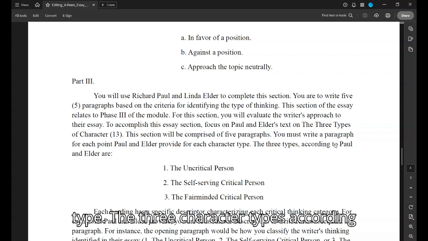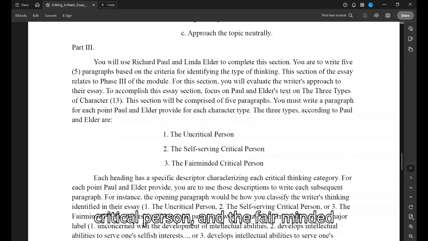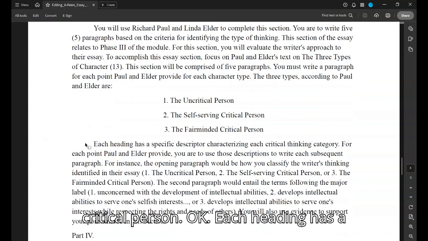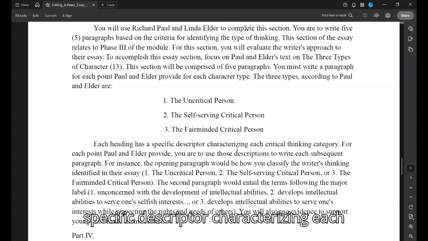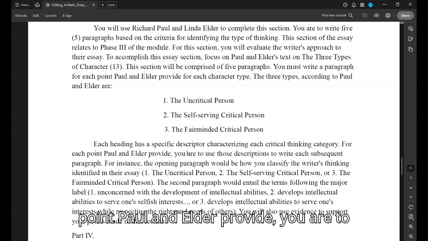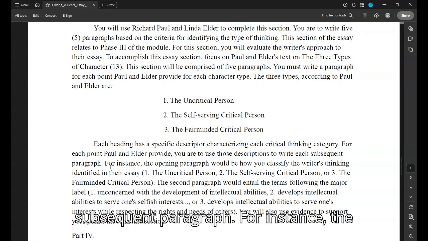The 3 character types, according to Paul and Elder, are the uncritical person, the self-serving critical person, and the fair-minded critical person. Each heading has a specific descriptor characterizing each critical thinking category. For each point Paul and Elder provide, you are to use those descriptions to write each subsequent paragraph.